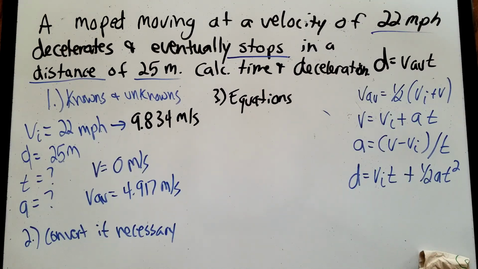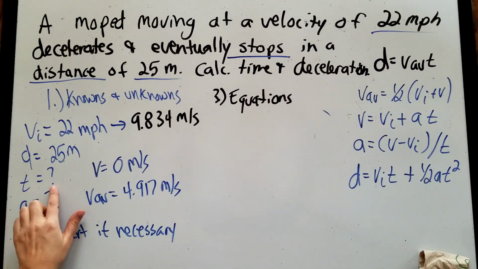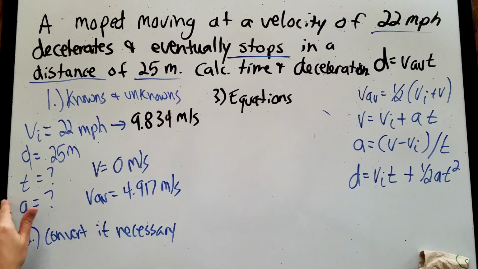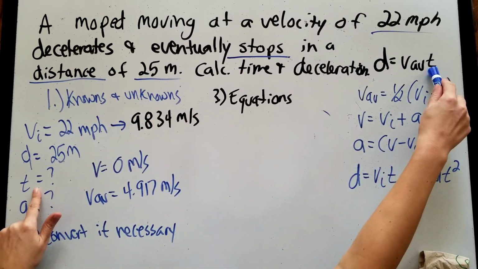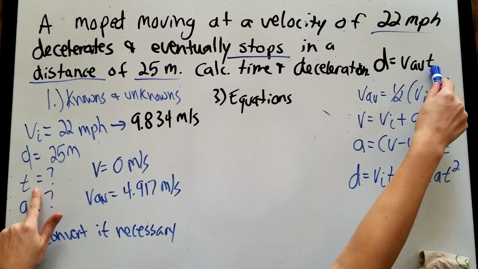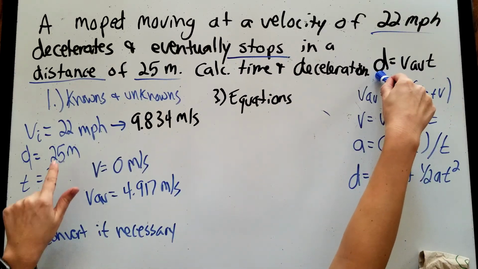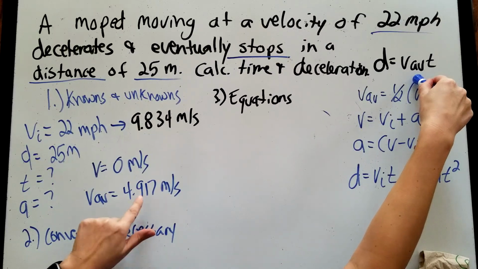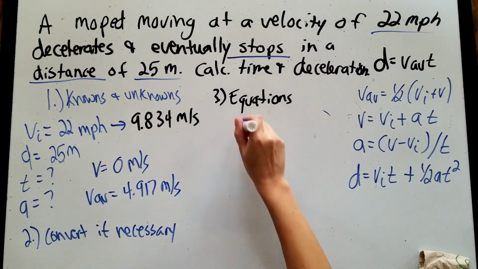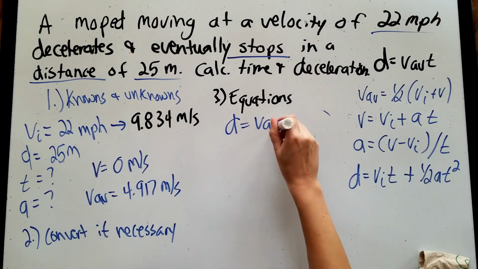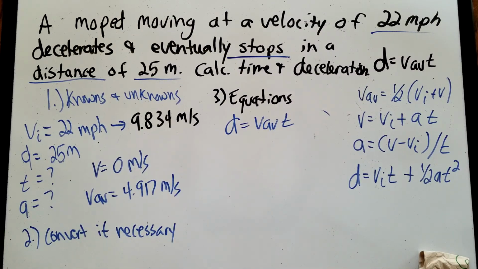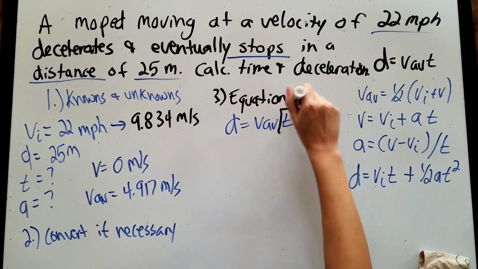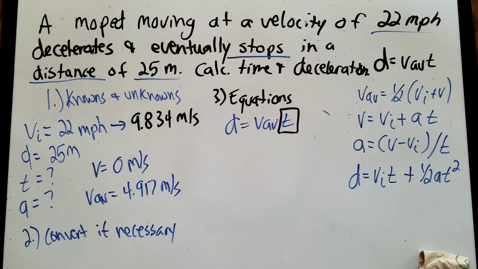Now let's approach it again. We're still trying to solve for time, so let's look at all the equations with time in it. We got the top one, so there's time, that's my unknown. Do I have distance? Yes, I do. Do I have average velocity? Yes, I just solved for it. So this one's gonna work. I need to rearrange the equation to solve for time, but I have all the information I need.